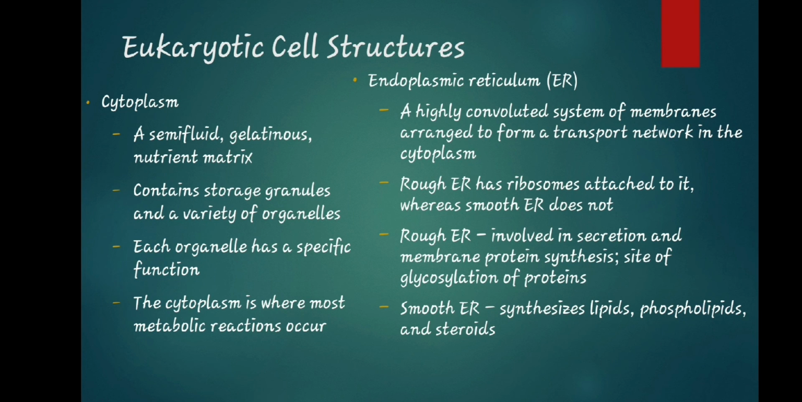The next part of the eukaryotic cell structure is the cytoplasm. Cytoplasm is a semi-fluid, gelatinous nutrient matrix. The cytoplasm contains storage granules and a variety of organelles, where each organelle has a specific function, and metabolic reactions can occur in the cytoplasm.